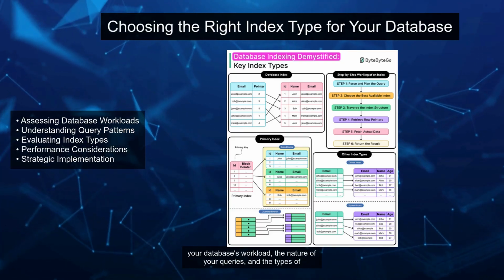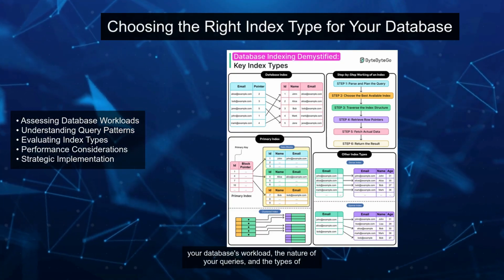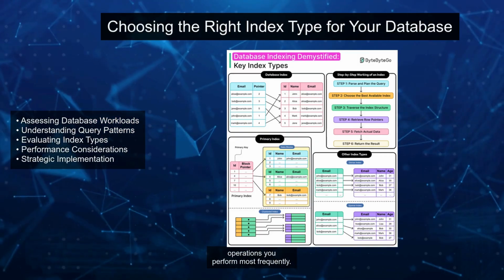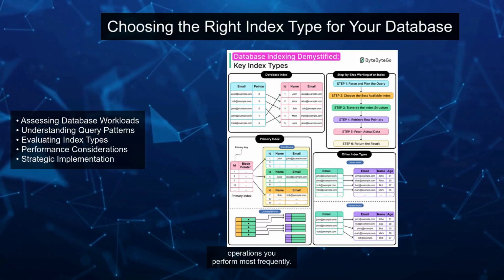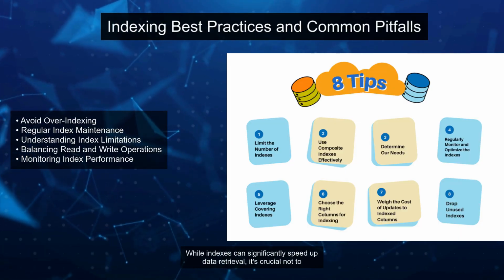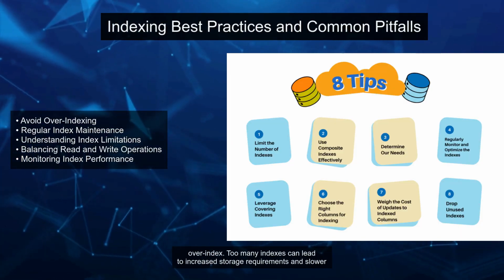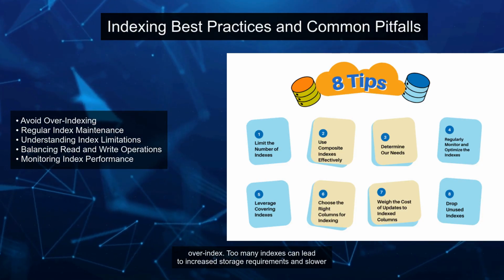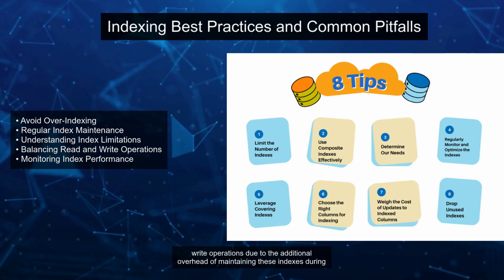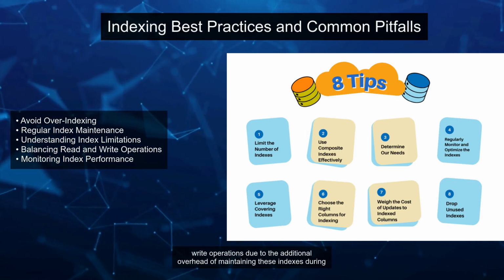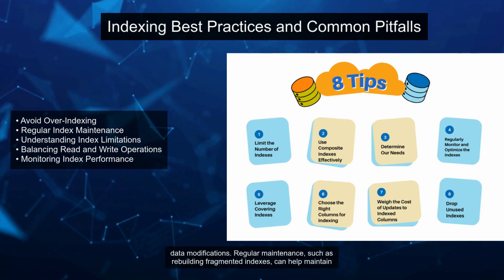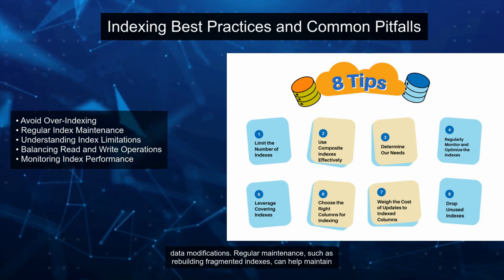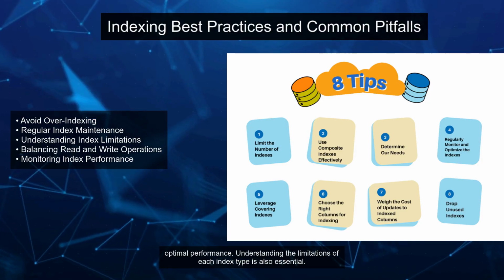A strategic approach to indexing involves a deep understanding of your database's workload, the nature of your queries, and the types of operations you perform most frequently. While indexes can significantly speed up data retrieval, it's crucial not to over-index. Too many indexes can lead to increased storage requirements and slower write operations due to the additional overhead of maintaining these indexes during data modifications. Regular maintenance, such as rebuilding fragmented indexes, can help maintain optimal performance.